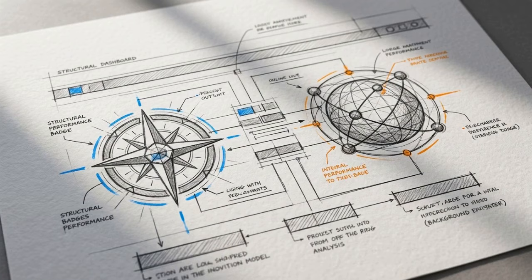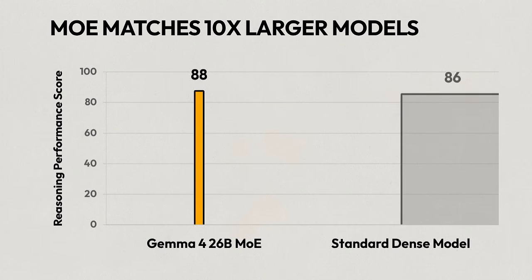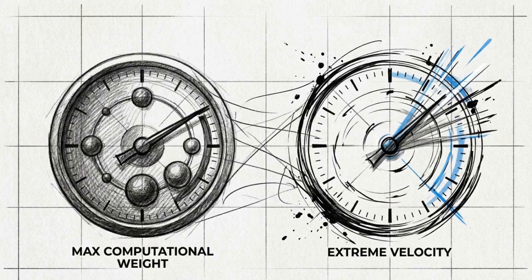In benchmark testing on mathematical reasoning like AIME 2026 and multilingual understanding in MMLU, the 26B mixture of experts model competes directly with models up to 10 times its active parameter size. This architecture successfully decouples reasoning capacity from inference latency.